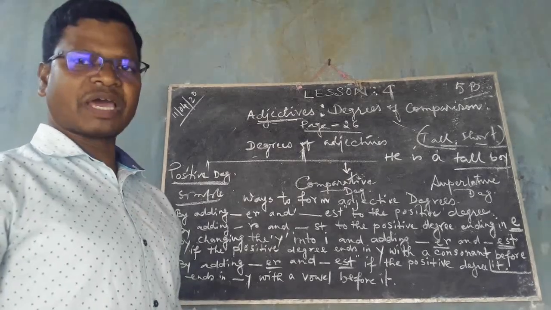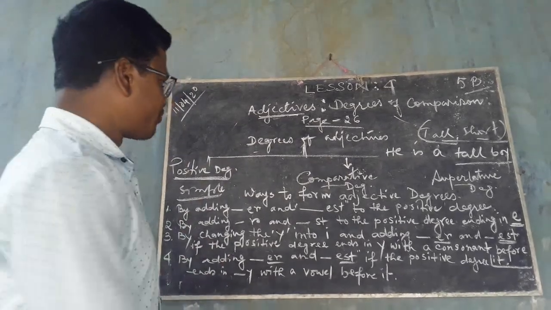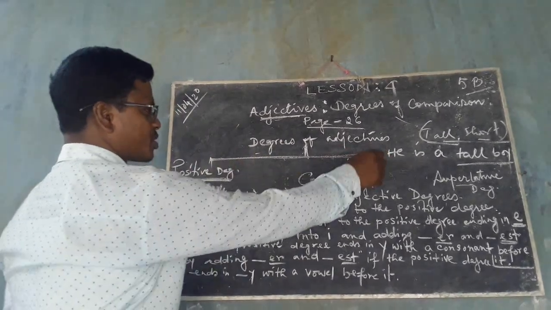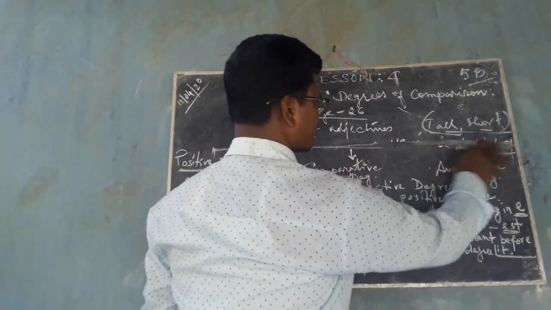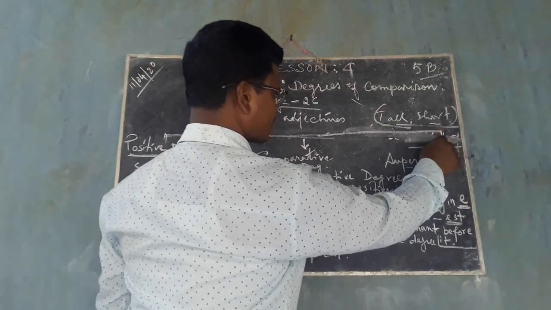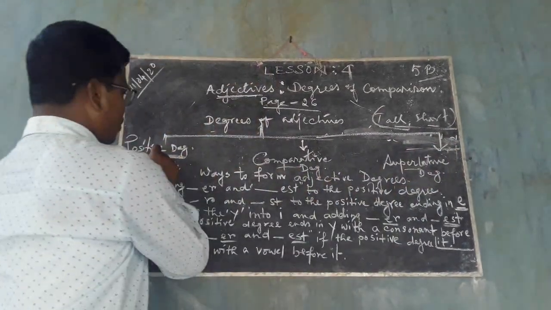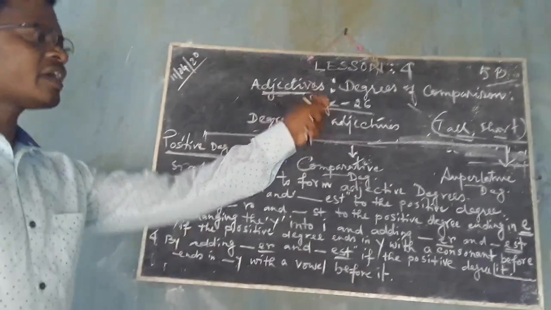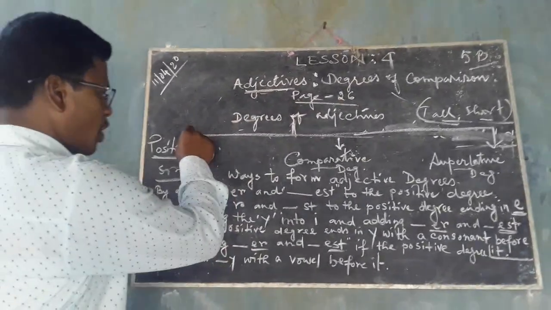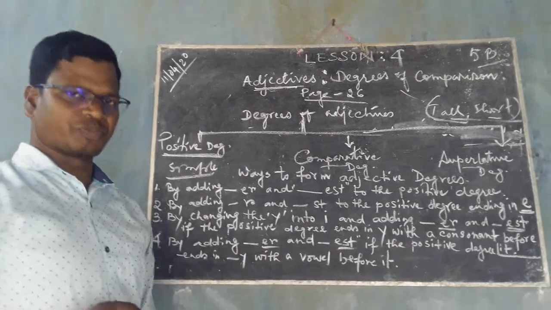How many degrees of comparison are there? Three. The first one, I have just divided. You can just see it here. Positive degree, comparative degree, and superlative degree. So degrees are of how many kinds? Three kinds. Positive, comparative, and superlative.